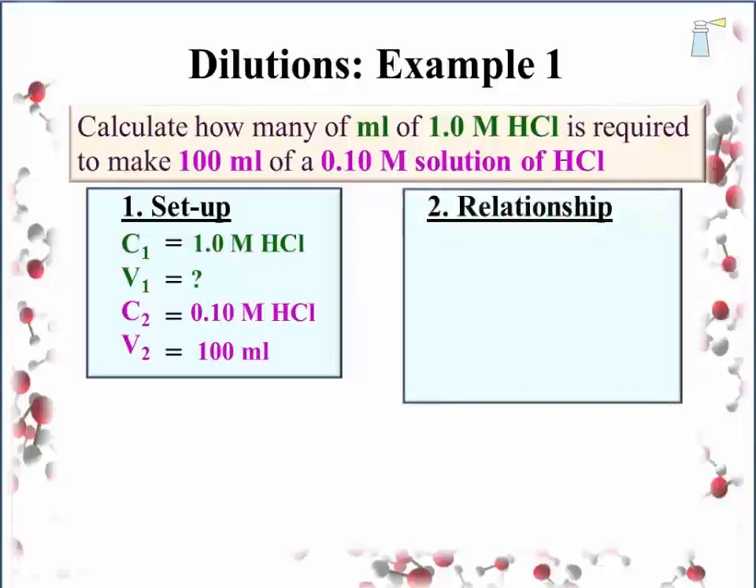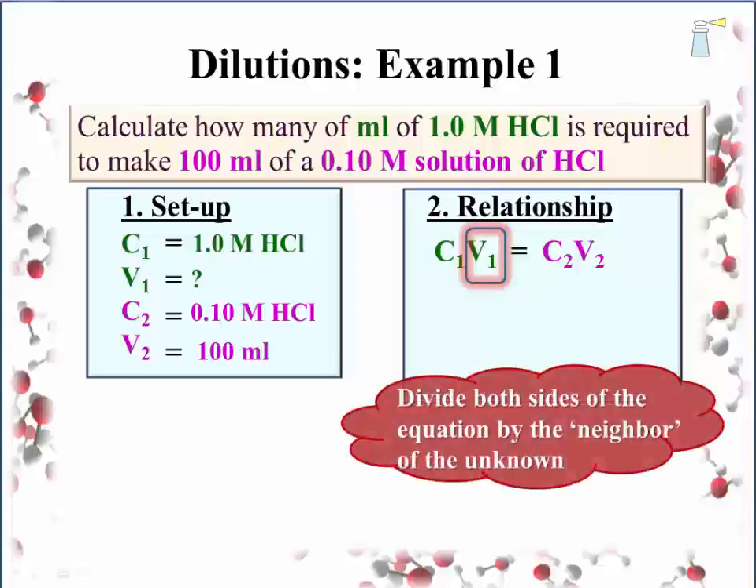On to step 2, finding the relationship between the known and unknown variables. It is, of course, the topic equation C1V1 equals C2V2. The similar equation M1V1 equals M2V2 could also be used here since concentration is in molarity. Also part of step 2 is to solve the relationship in terms of the unknown. Is this equation solved for V1? It is not. Some algebra is necessary, and it is the same algebra for every dilution problem.